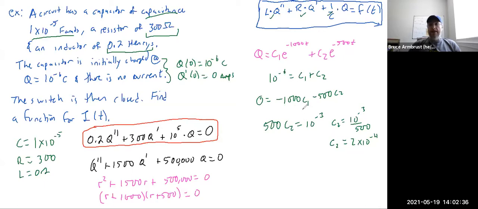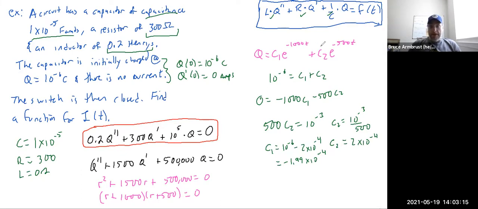So then we can get C1 in a similar way. It's going to be 10 to the minus 6 minus 2 times 10 to the minus 4, which is negative 1.99 times 10 to the minus 4, I think. Again, we're going to go with it. If those are wrong, they're wrong, right? You get the idea. This is what I get for just doing it in my head.